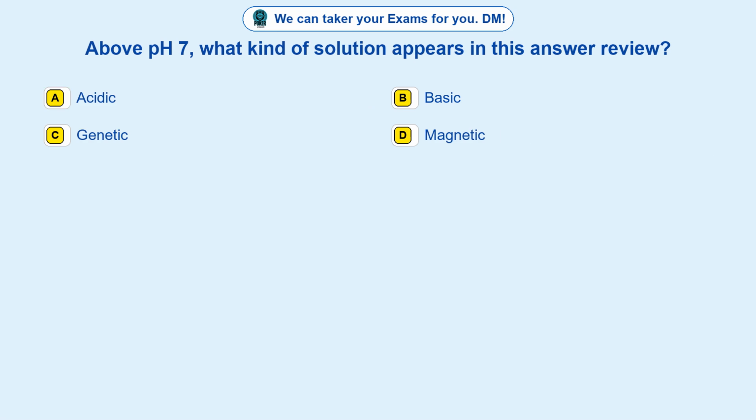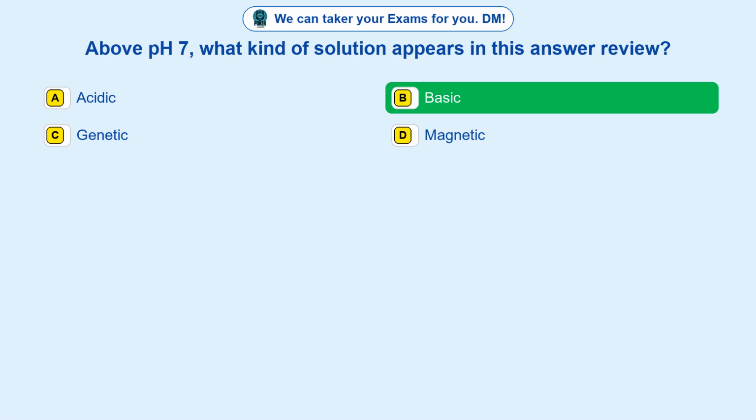Question 36. Above pH 7, what kind of solution appears in this answer review? Option A, acidic. Option B, basic. Option C, genetic. Option D, magnetic. The correct answer is option B, basic.